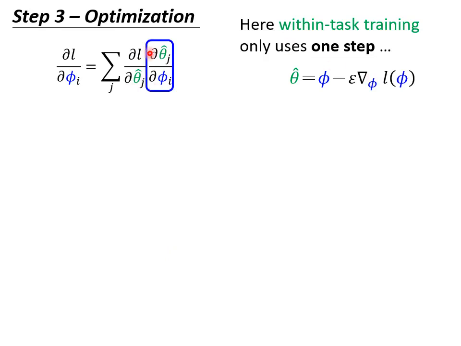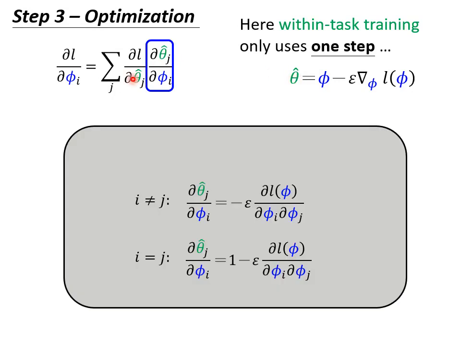Then let's take a look at this term. We already talked about this term. Let's take a look at partial phi i over partial theta j hat. If we use a one-step update, the relation between phi and theta hat is simple, not sophisticated. So this term is actually like this, and I can just write down the formulation of partial phi i over partial theta j hat.